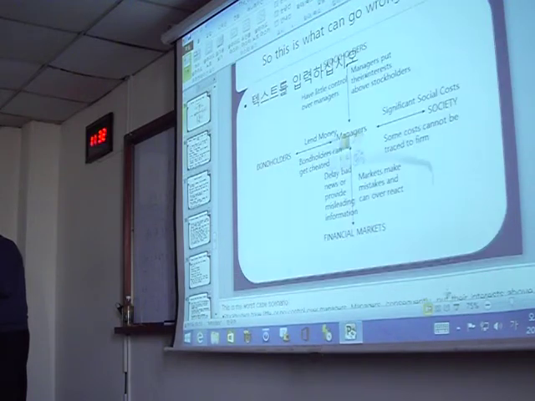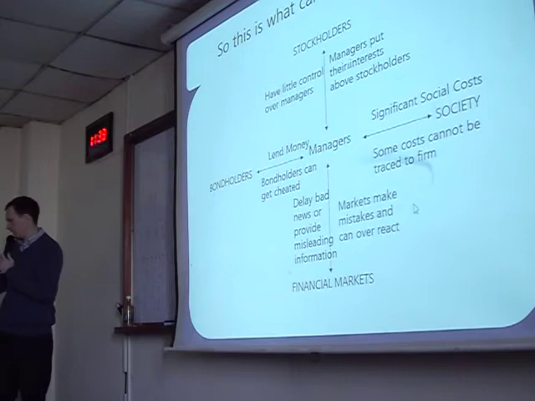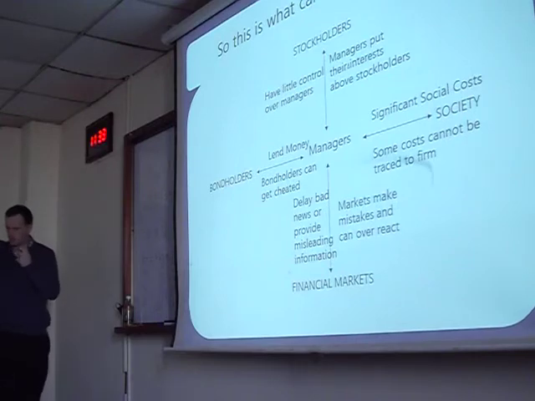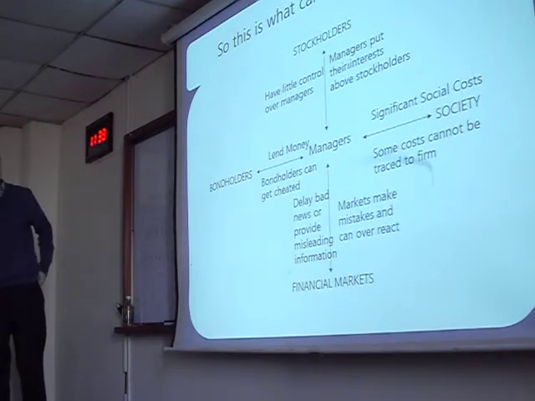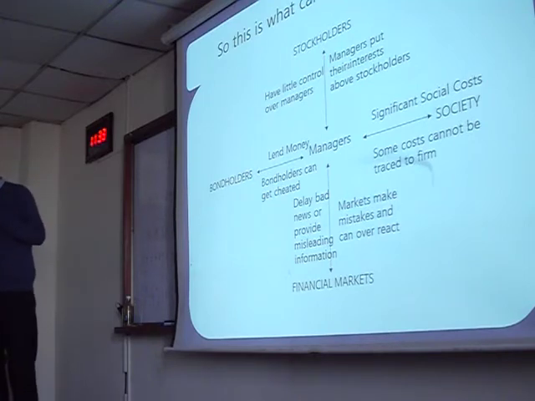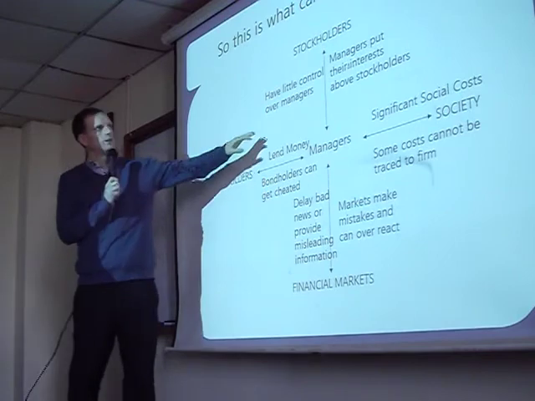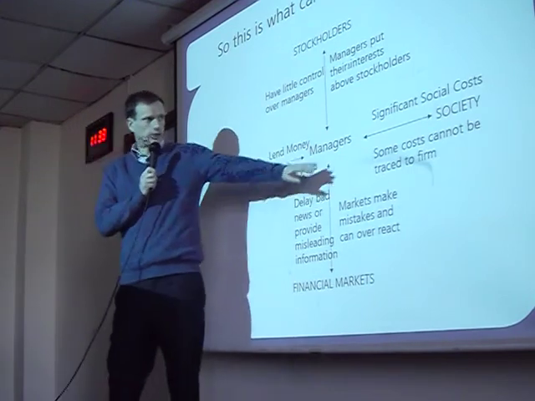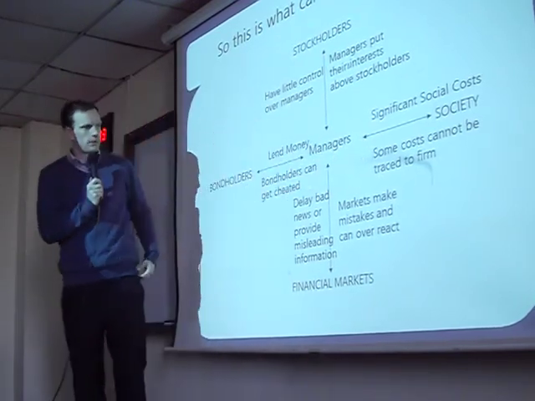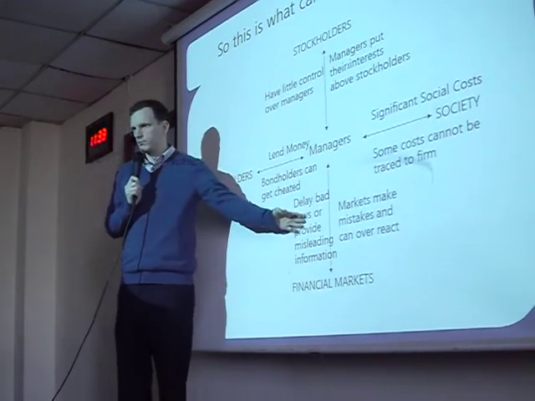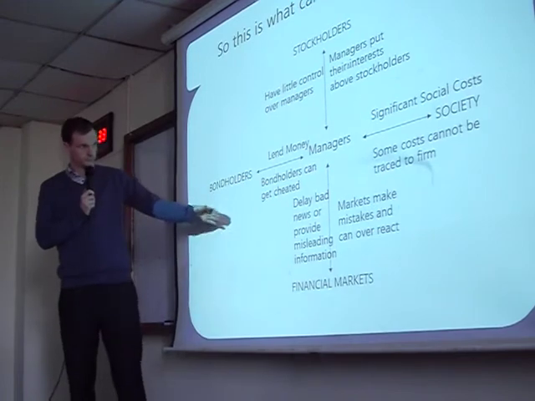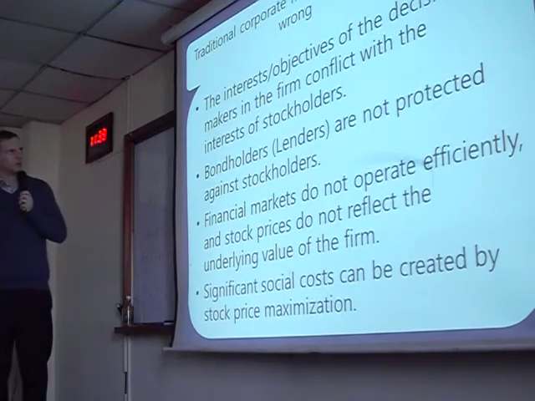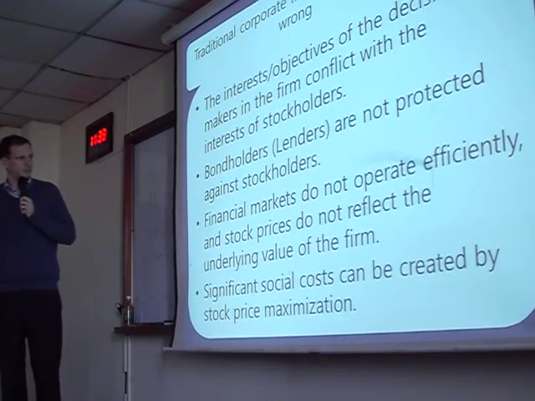For the last time we were talking about what can go wrong with the idea of using stock price as the objective. So we saw that the following things can go wrong. Stockholders don't have enough control over the managers. We can have some social costs, which is not traced back to the firm. We can have bad or delayed news for the financial markets. And the bondholders can get kind of cheated. Here we can see the list again.